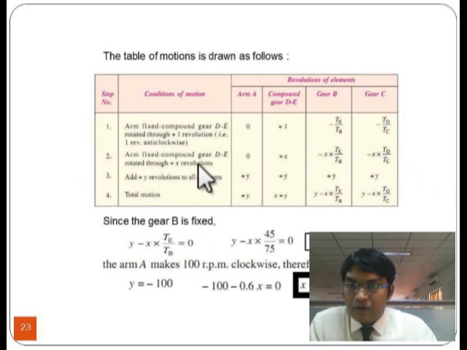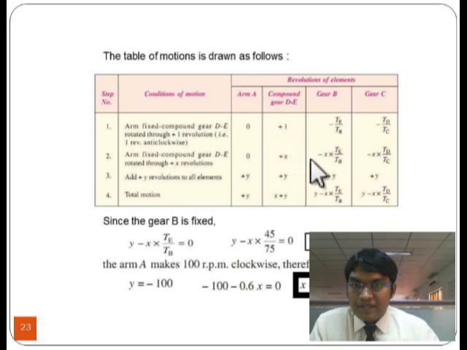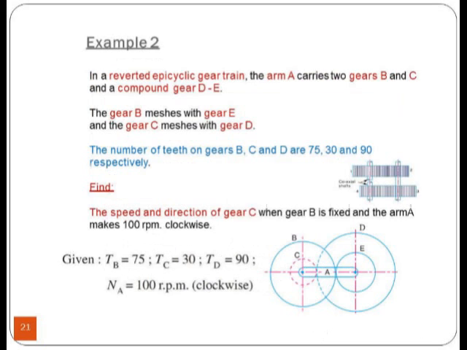Now the second row that we'll be having is: arm is fixed, compound gear DE is rotated +X revolutions. So for DE, instead of rotating it for +1, I'm going to rotate it for +X. Now if it's going to be +X, I'm going to multiply by X here and X here as well. Next, adding +Y revolutions to all elements. The third row, total motion, is going to be the second and third put together. So this will be +Y, X plus Y. Add these two and put it here, add these two and put it here. This is going to be my tabulation. As we have completed the tabulation, now let's get back to the question they have asked.